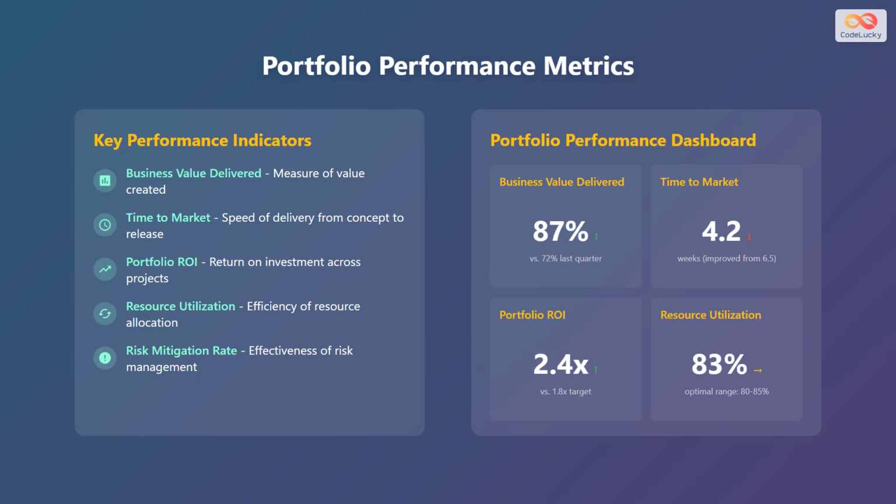On the right is an example of a portfolio performance dashboard. The dashboard displays the performance over multiple categories. In this case, business value delivered, time to market, portfolio ROI, and resource utilization. The trend indicators, such as the upward or downward arrows, indicate the direction of the performance metric, whether it has improved or declined.